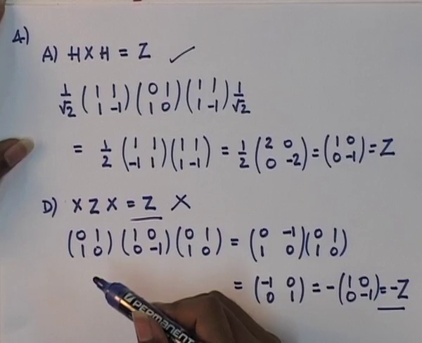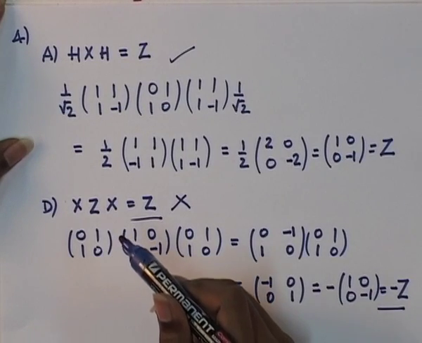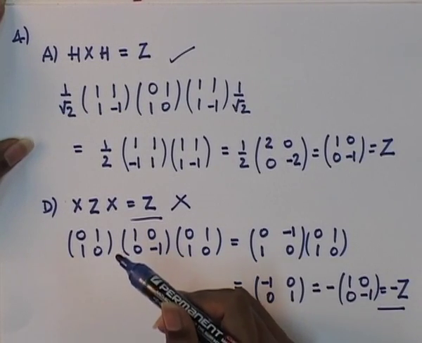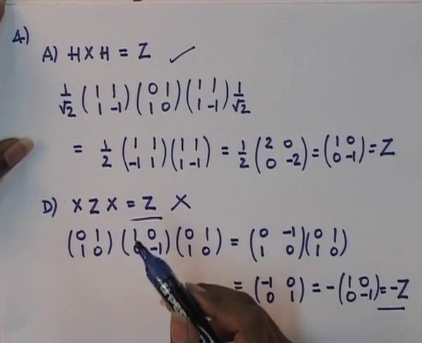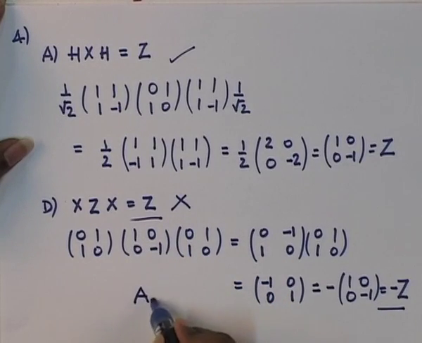Similarly, verifying the other two options, which are B and C, we see that C is correct and B is incorrect. So the correct options to this question are A and C.